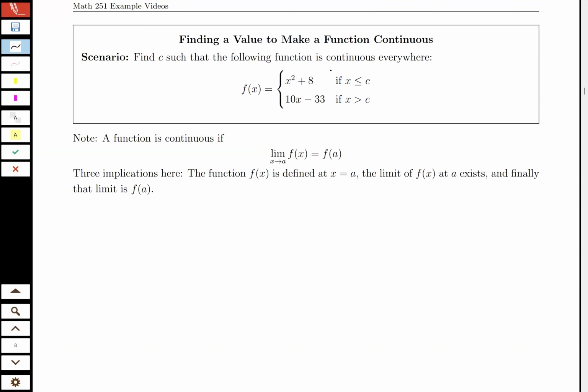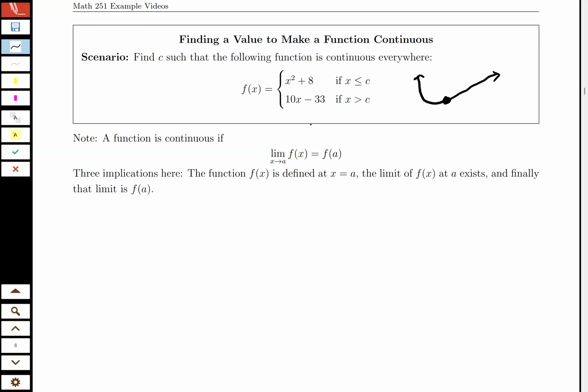Find a value c such that the function is continuous everywhere. So I've got this x squared plus 8 piece that I'm starting out with. So that's some sort of parabola thing going on. And then I've got this 10x minus 33. And my hope is that I can find a value c such that the first piece and the second piece lock together, because continuous means that there are no gaps.